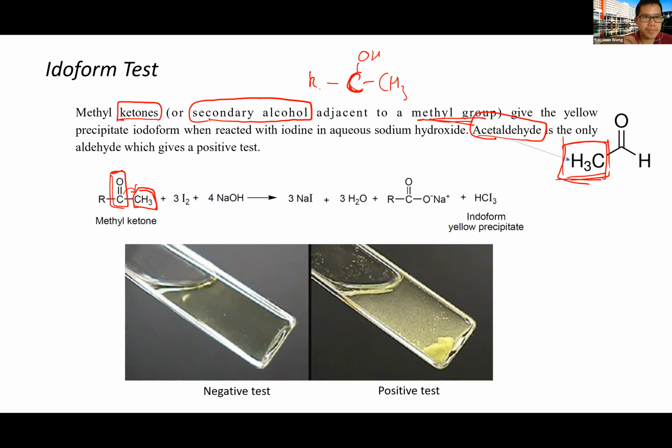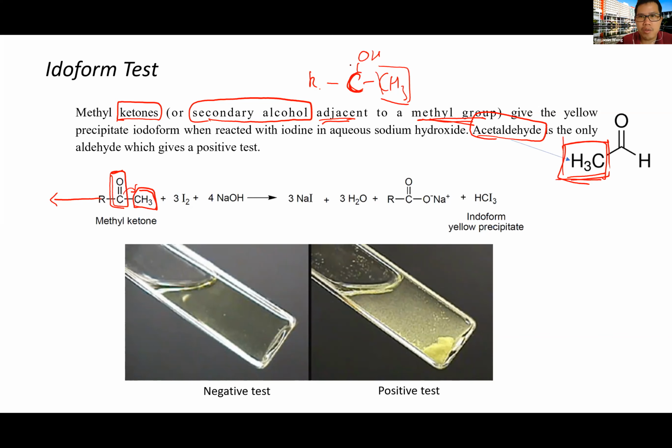But for the rest of the ketones, it can be however long you want, but it requires the methyl group adjacent to the carbonyl group. Adjacent means right beside it. Same thing goes for the secondary alcohol. If it's a secondary alcohol, it needs to have a methyl group adjacent to the carbon attached to the OH group.